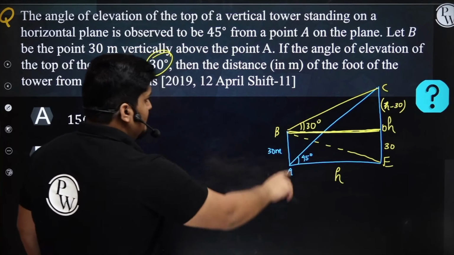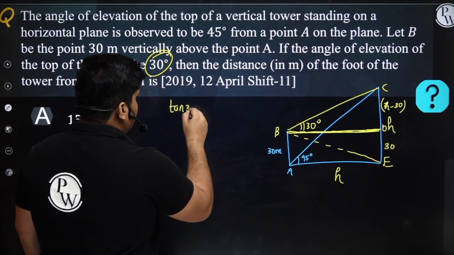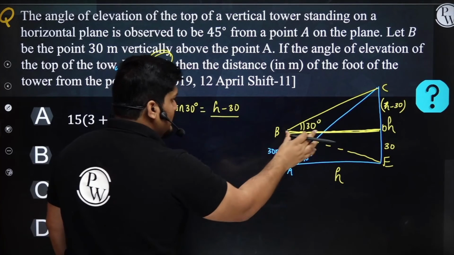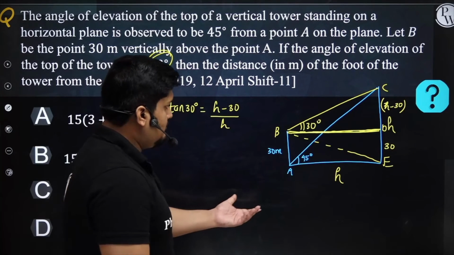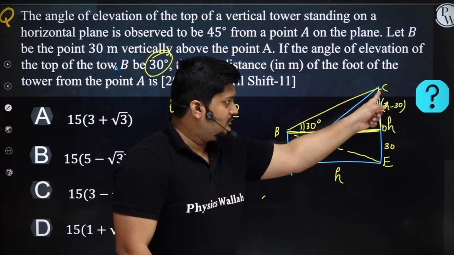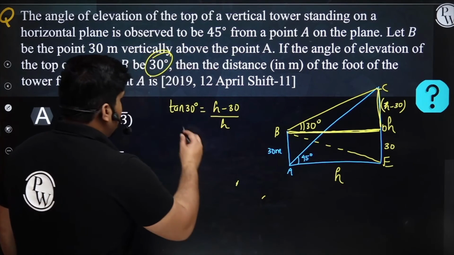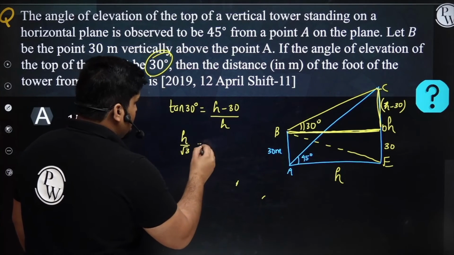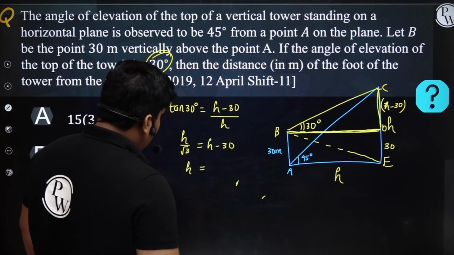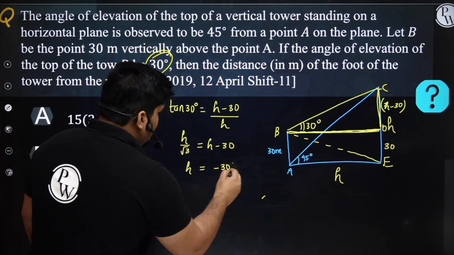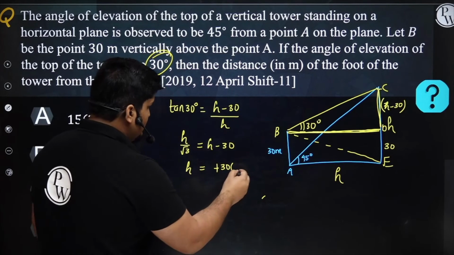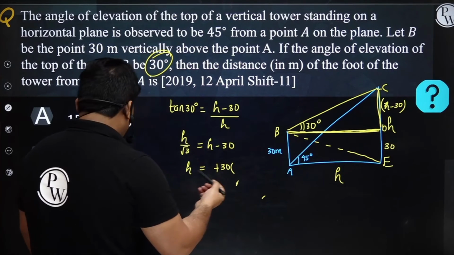So from here what can we say? Tan 30 degree will be equal to perpendicular, which is H minus 30, divided by base, which is H. Problem is over. This length is H minus 30, and this length is H. So this is H by root 3 is equal to H minus 30. So H is going to be equal to 30 multiplied by 1 minus 1 by root 3.